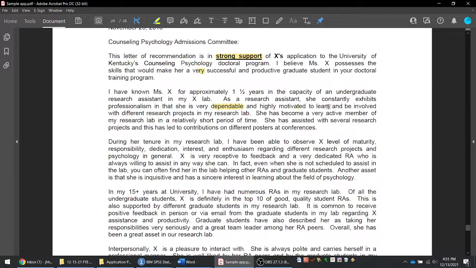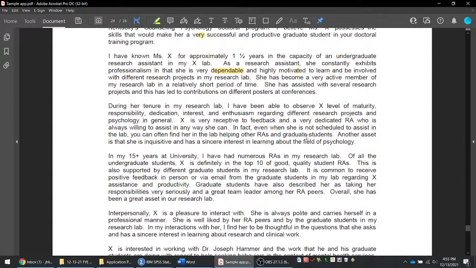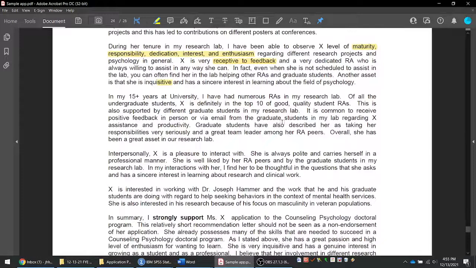"Very dependable, motivated, very active." Maturity, good. Responsive to different interests. Receptive to feedback, good. Dedicated, good. "Inquisitive." Helping others in the lab, good. Paying it forward. "Numerous, it's definitely the top 10 out of many." Good quality, that's good. "Research labs, come and receive positive." That's nice. Some people take the time to congratulate or say nice things about the student.